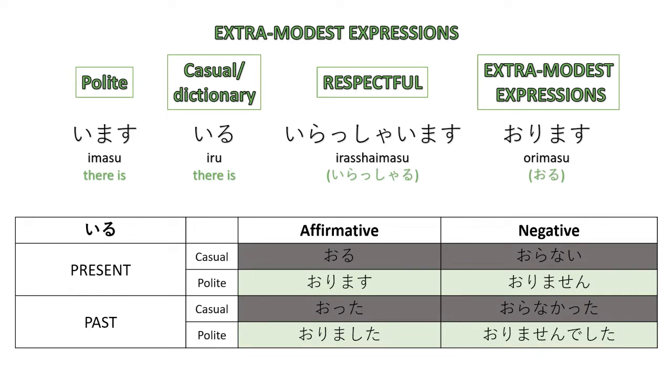And orimasu, because it is an extra modest expression, we use the masu form. Okay? So we have orimasu, orimasen, orimashita, orimasen deshita. We do not use the casual form when using the extra modest expressions. That is just too incongruent.